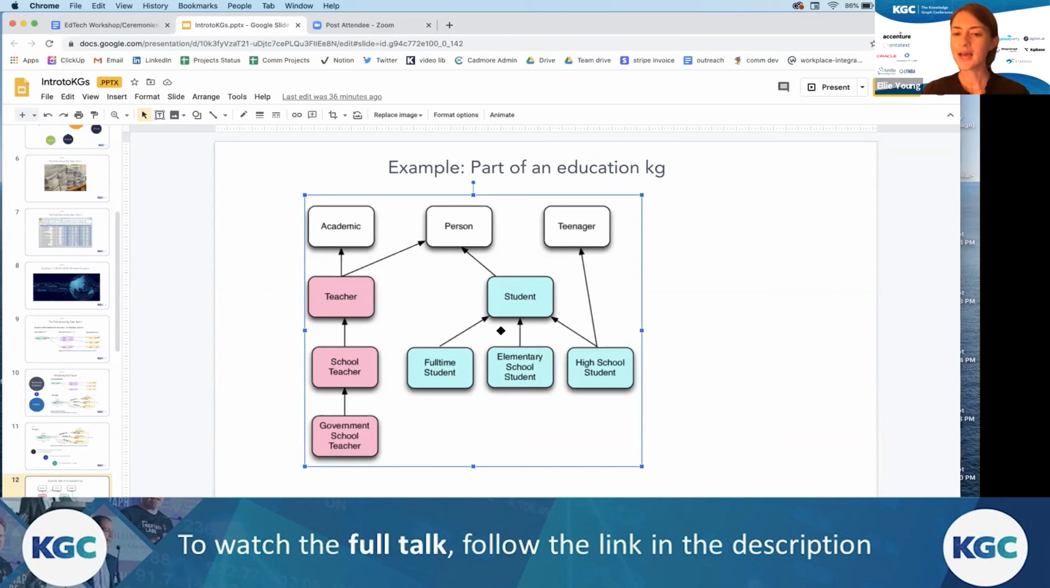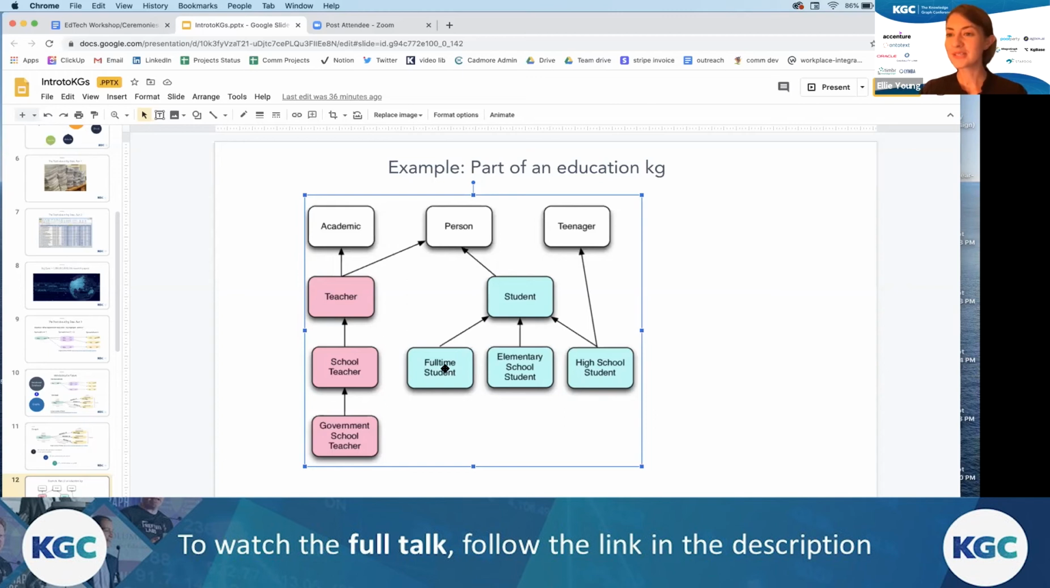And then we see types below here. So the way to read this is a high school student is a type of student, an elementary school student is a type of student, a full-time student is a type of student, and also a high school student is a teenager, right? And there should really be a line here between person and teenager that would show us that teenagers are people.